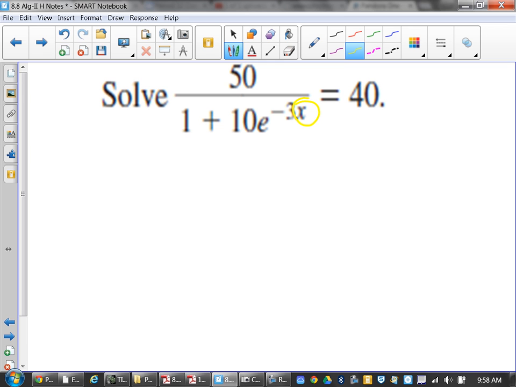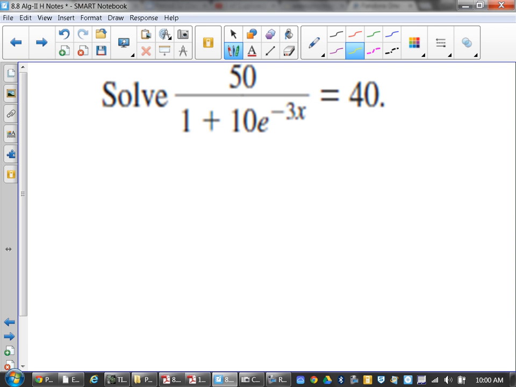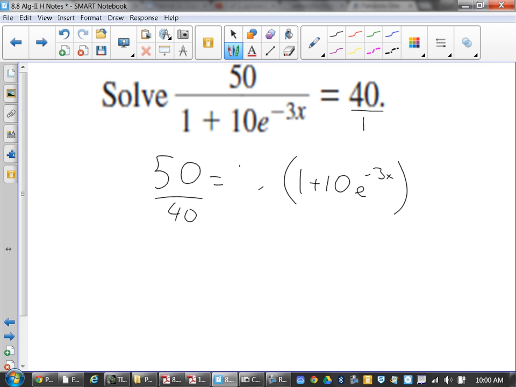Solve the equation. Run through it real quick. Does everybody agree that this is 40 over 1? Yeah. So is that fraction equal fraction? So I get 50 equals 40 times 1 plus 10 e to the negative 3x, divided by 40. 5 over 4. That's a lot smarter. See, I did it the other way.